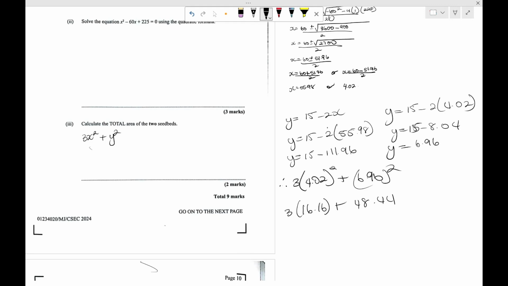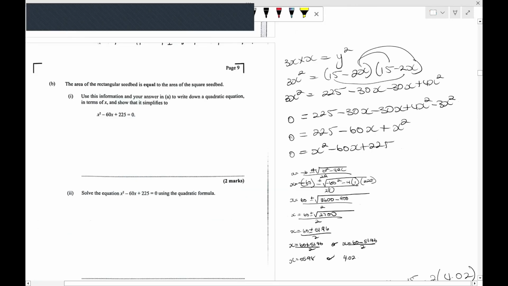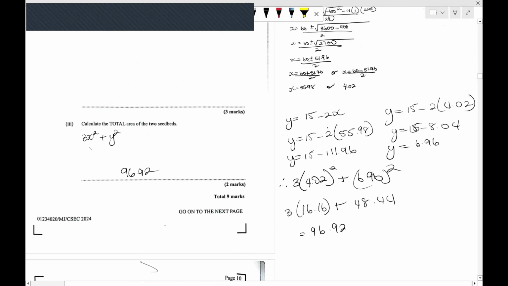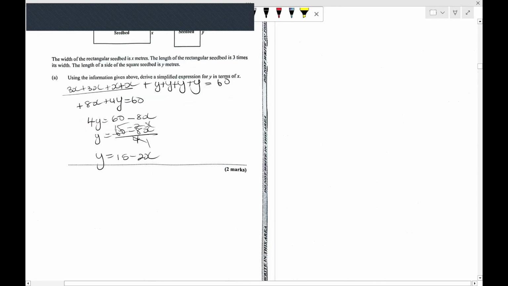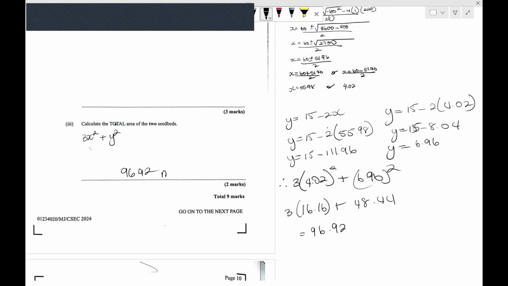Right? We just plug this whole thing in the calculator. 16.16 multiplied by 3. And we're going to add that to 48.44. And we get 96.92. Did they tell us to round? No, so 96.92 meters. Right, so don't forget your units, right? This will be meters squared. Right?